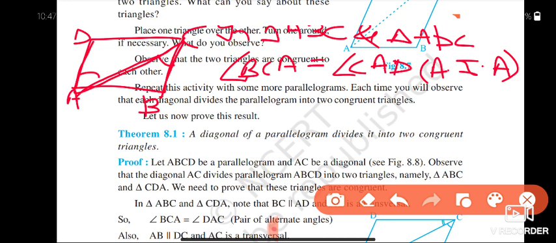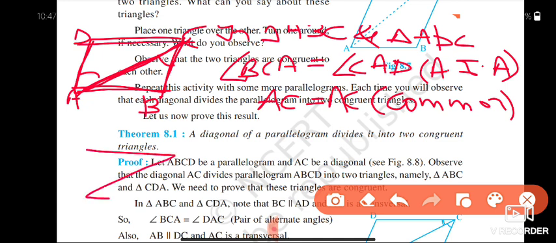Why are these angles equal? Because of alternate interior angles. Then after, next is side AC. Side AC is common in both, so AC is equal to AC, and there you will write that these sides are common. Then next, again an angle is there. Which angle? Again alternate interior angles, that is, AB is parallel to CD because it is a parallelogram, so AB is parallel to CD and AD is parallel to CB also. So we can take again one Z, and where that Z is, it is in this way.